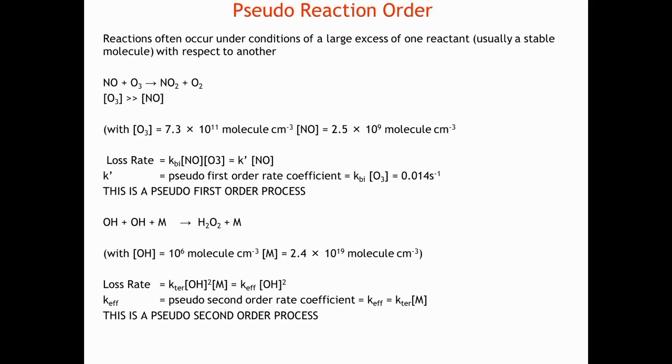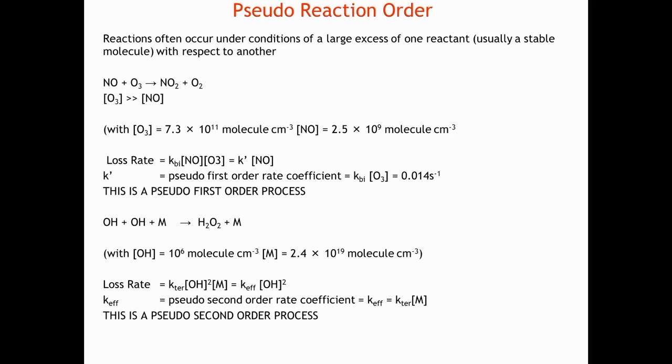So NO plus ozone, with ozone very much higher than NO. We had 30 ppb. So what's 30 ppb at 760 torr? Do we know how many molecules there are? Quick recap. What's the total number of molecules at ground level in the atmosphere? What's the concentration? 2.5 times 10 to the 19.